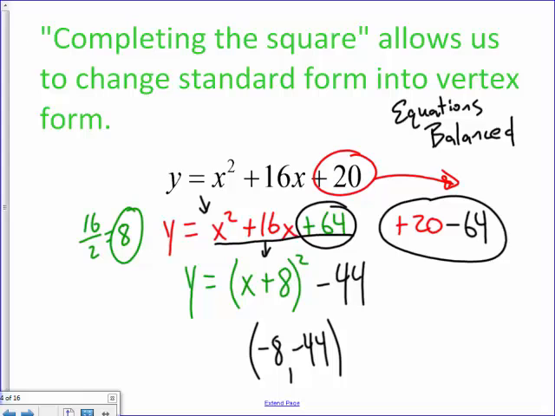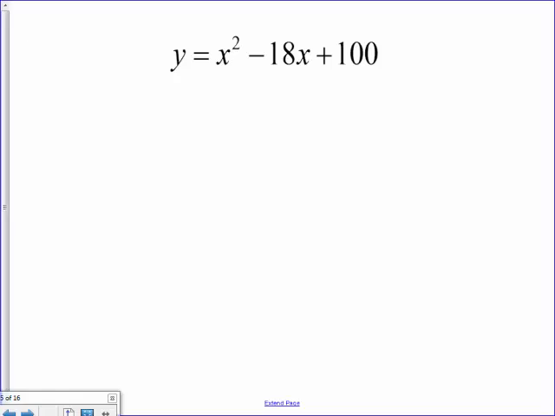So it's kind of helpful, right? Let's just kind of try to fly through these then. Remember, pull off the c right here. So I got y equals x squared minus 18x. This plus 100 is over here.